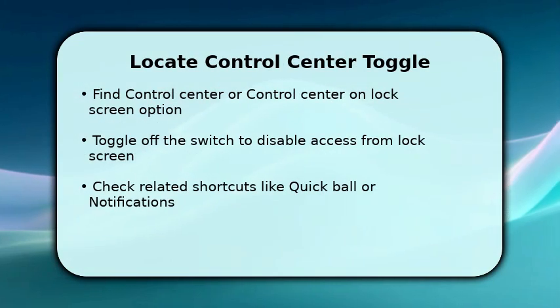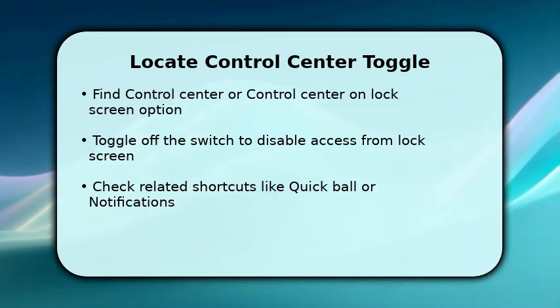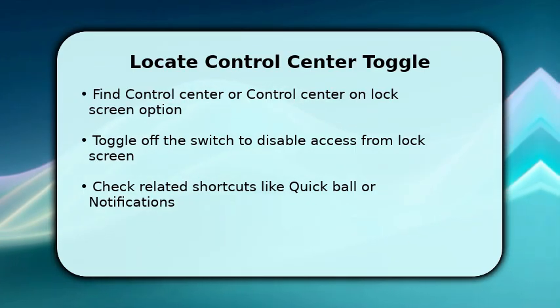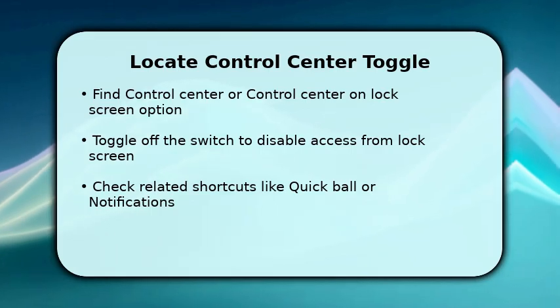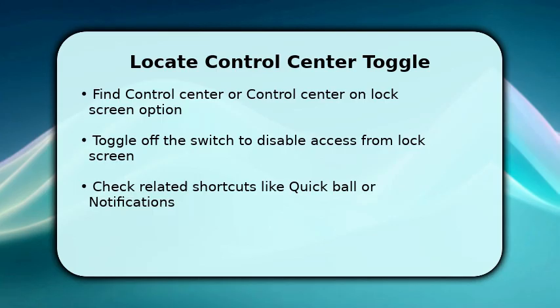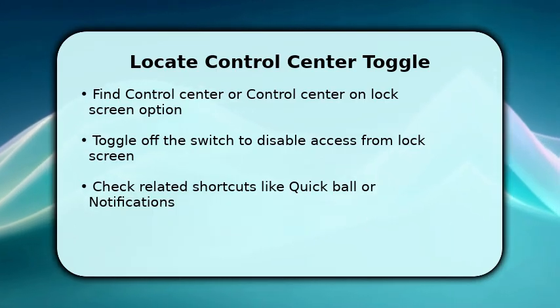Once inside lock screen settings, locate the Control Center or Control Center on lock screen option. Different MIUI versions label it slightly differently. You will see a single toggle. Turn it off to prevent swiping down for Control Center when the phone is locked.